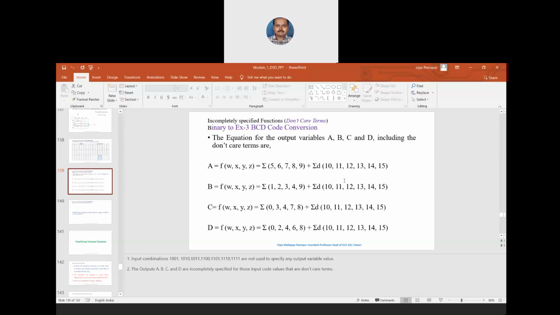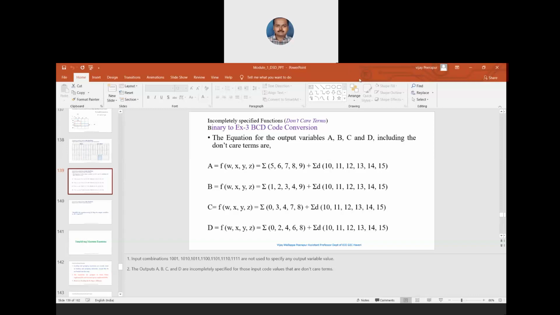And we wrote the min term equations and the don't care conditions for that. What are the simplified expressions for A, B, C, and D? Anyone? You can put it in the chat room.